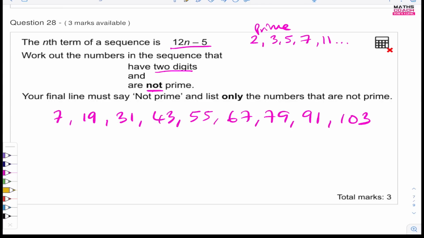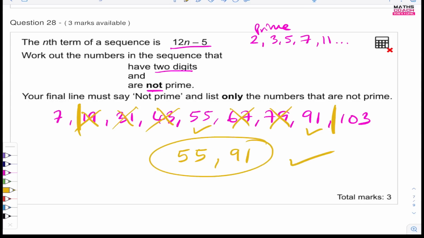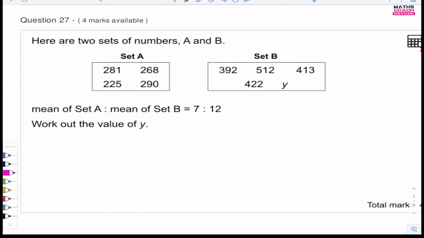So what we are looking for is 2-digit numbers in that sequence, and they cannot be prime numbers either. So 19 is a prime number, so we can't have that. 31 is a prime number, we can't have that. 43 is a prime number, we can't have that. We can have 55. 67 is a prime number as well, we can't have that. 79 we can't have, it is a prime number, and we can have 91. So there are 2 numbers that we are looking for that have 2 digits and are not prime: 55 and 91.